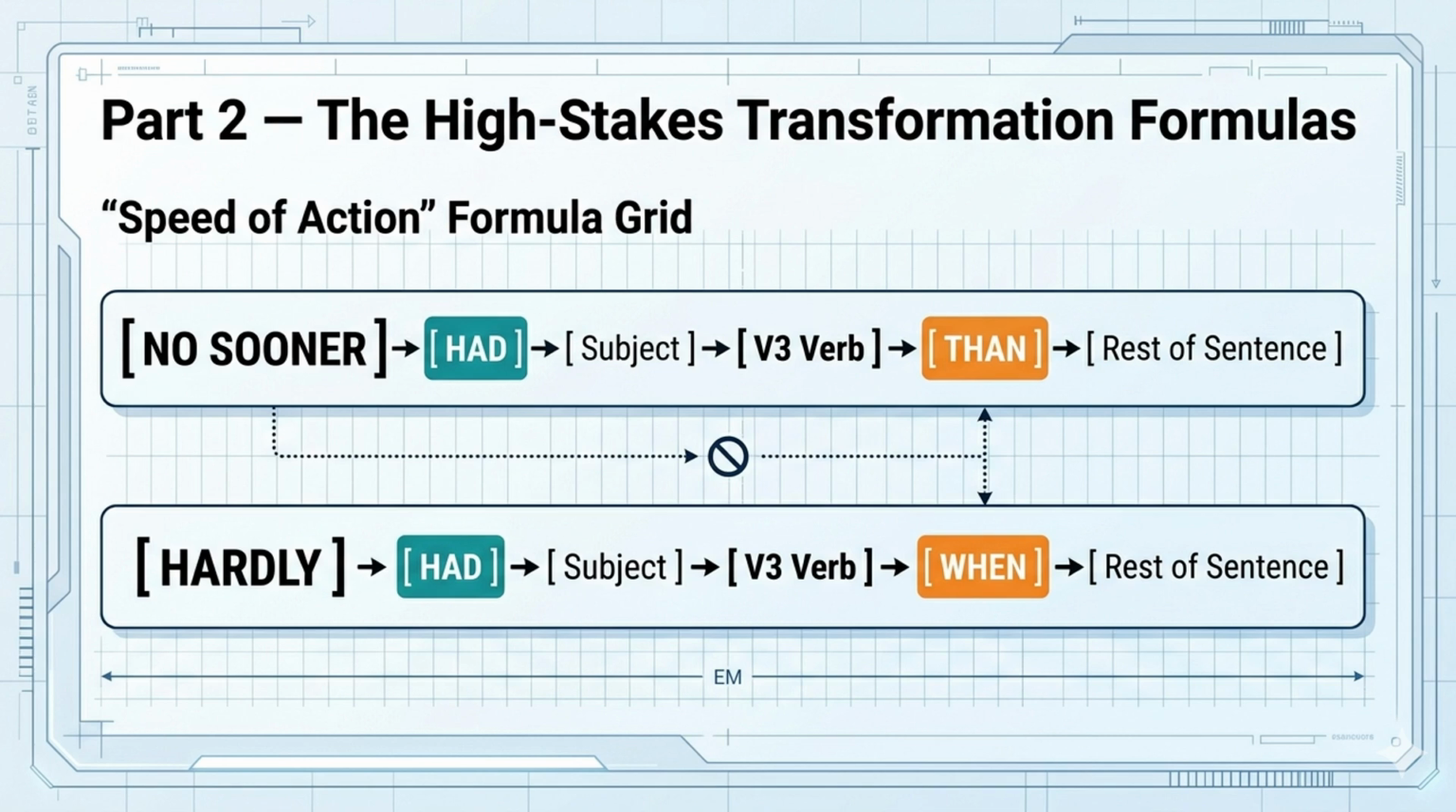Part 2. The transformation challenge. Changing the angle: transformation of sentences requires reshaping the structural framework completely based on strict, specific instructions from the examiner. Number 1. The high-stakes timeline shifts: no sooner and hardly. ICSE examiners frequently test the speed of two consecutive past events. The secret to mastering this is locking in the exact grammatical formula.